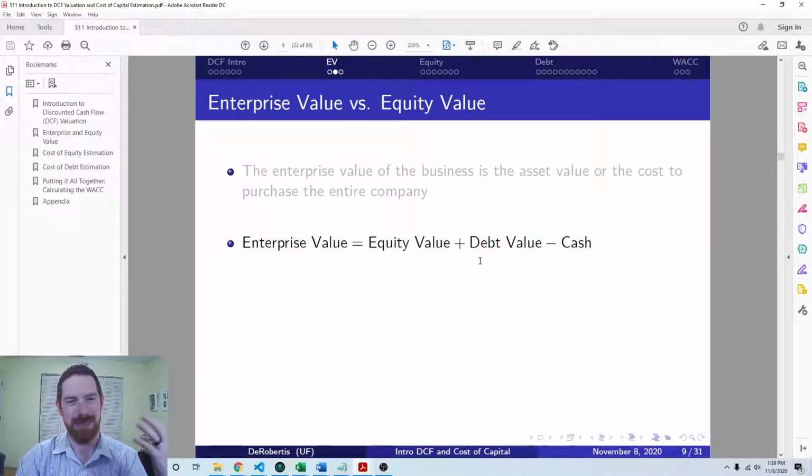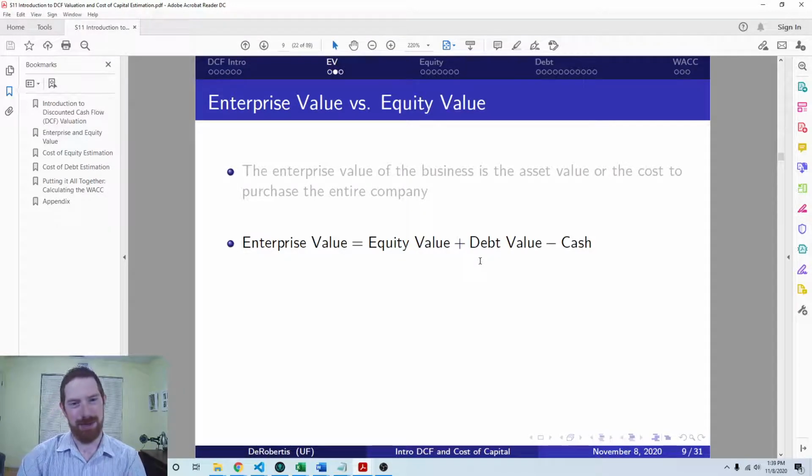Now, if the company took that cash and deployed it into assets that are going to create value for the company, then it can come back into the enterprise value. But they have to actually use that cash for something useful in order to increase their enterprise value.